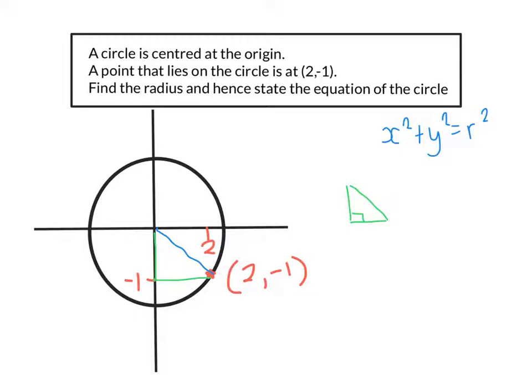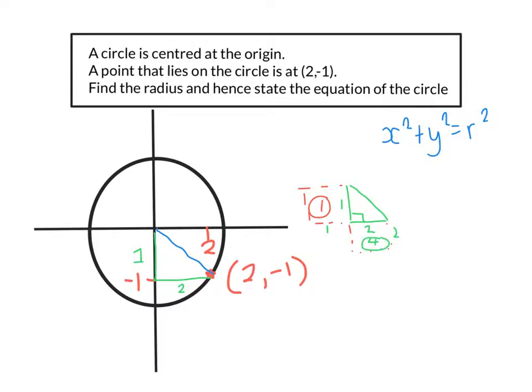There's my right angle triangle. Now I know that this length here is 1 because it goes 1 down on the axes. And I know that this length here is 2 because it goes 2 across on the axes. Now if I turn that into my squares, so 1 times 1 is 1, and 2 times 2 is 4.